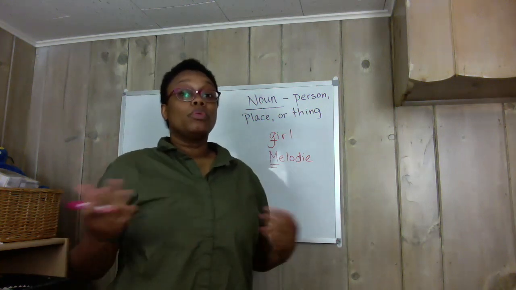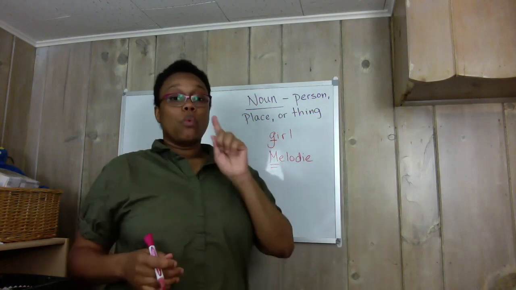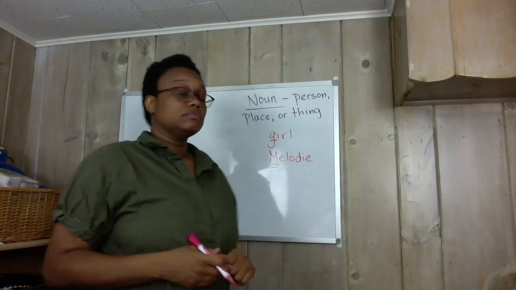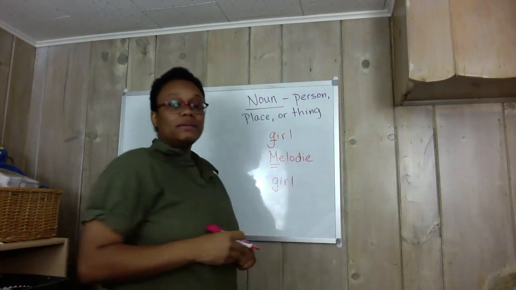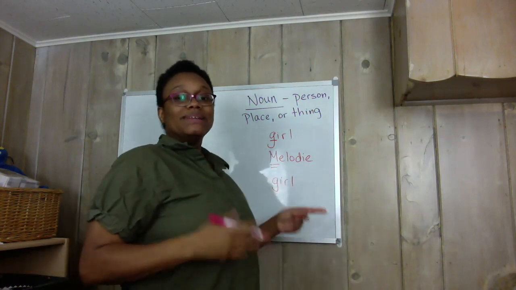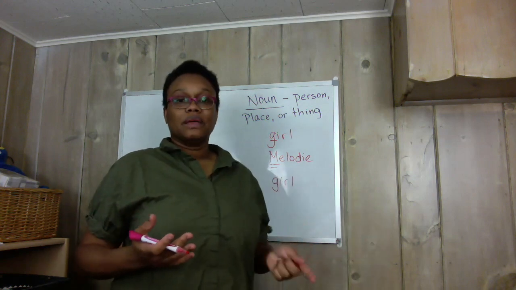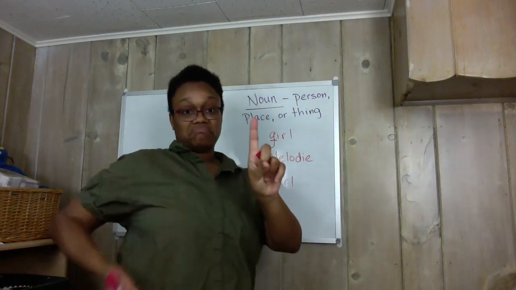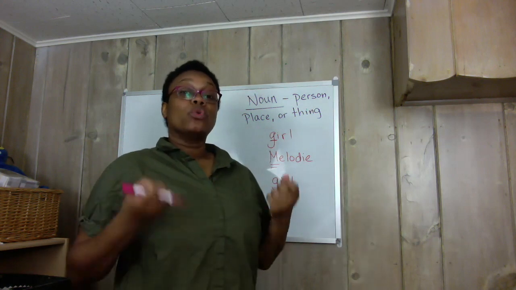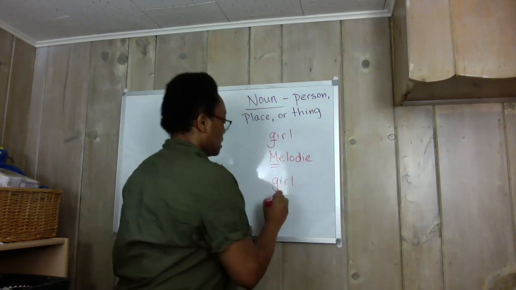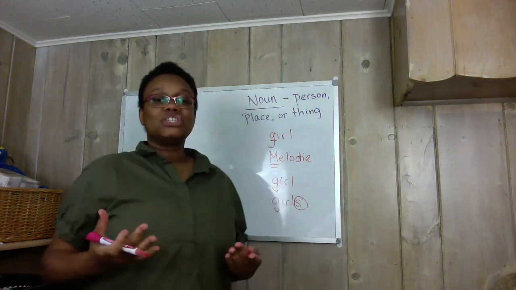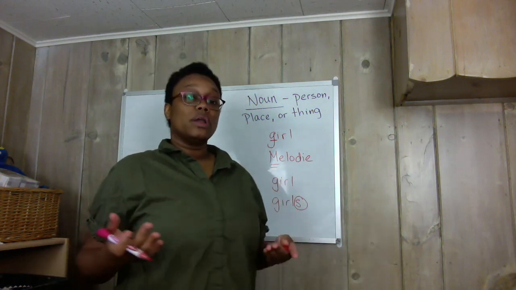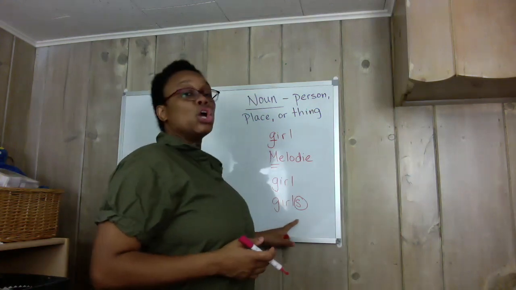Now, singular or plural nouns, if it's one person, place, or thing, I can use the example of girl again, it's written as is. That tells me it's one. But if there were more than one, I can add an S at the end, and this is going to tell me that there's more than one girl. There are many girls.